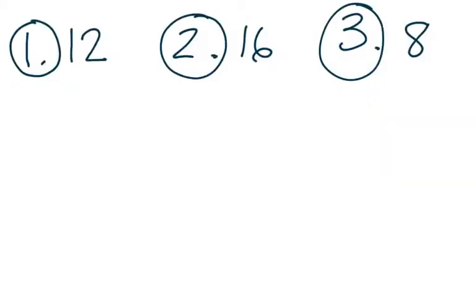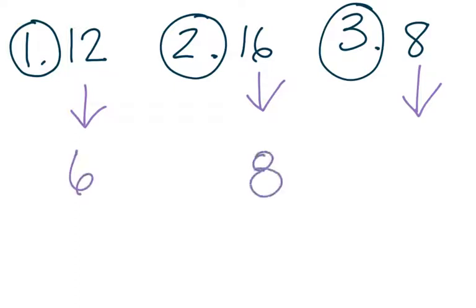What I want you to do for number 1, 2, and 3 in your whiteboard is tell me just very quickly what is half of each number. Go ahead and write what half of each number is. Another way to say that is divided by 2. So, number 1, half of 12 is 6. Half of 16 is 8. And half of 8 is 4.